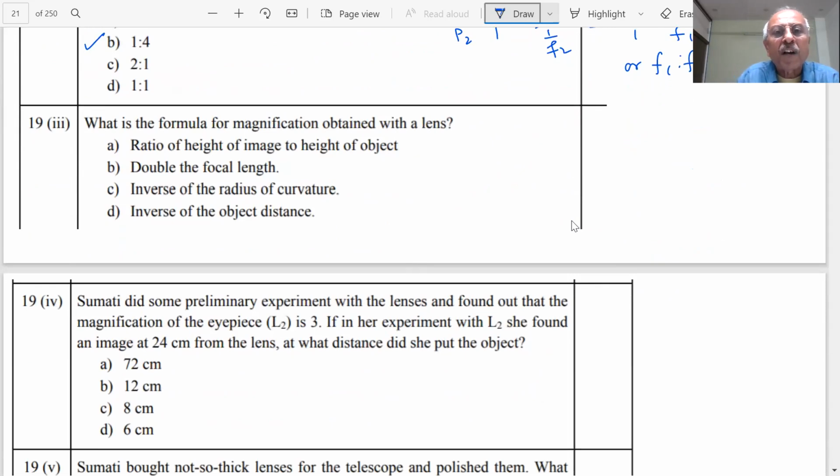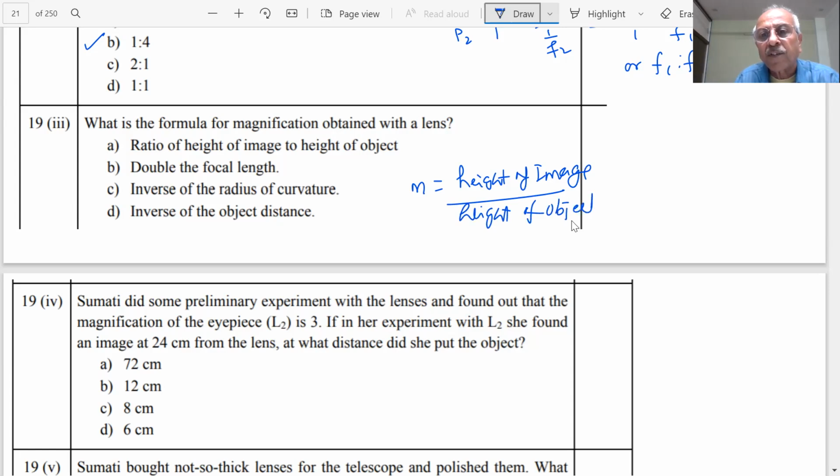Question 19, third question: what is the formula of the magnification obtained with the lens? You already know the formula of the magnification of a lens, the ratio of the height of the image to the height of the object. The formula for the magnification of a lens is height of the image divided by height of the object.